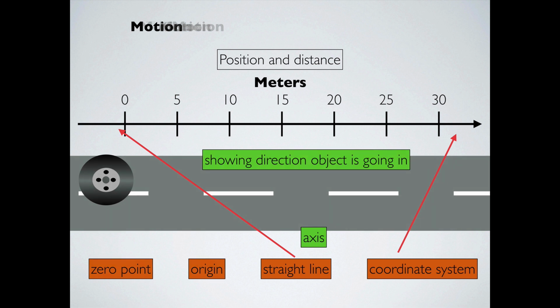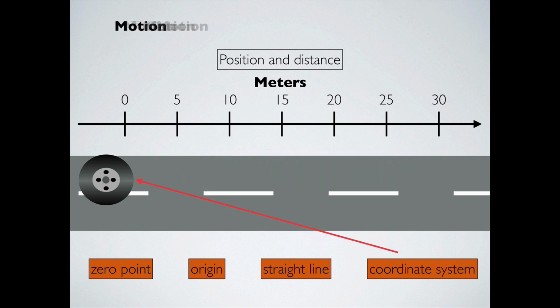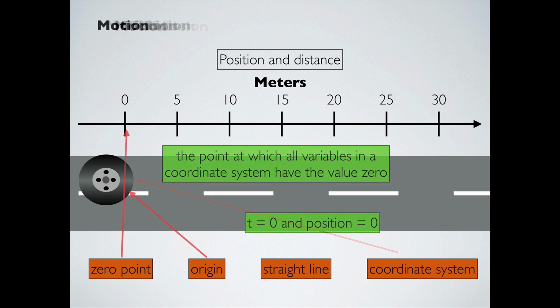So again, showing which direction the object is going in. We're going towards the right, and this is our object. This is our point of reference. This is where we're going to start. Okay, so now we pretty much have our coordinate system complete. And again, keep in mind that we're using all of these components to describe motion. Okay, so 2 more terms to discuss are zero point and origin.